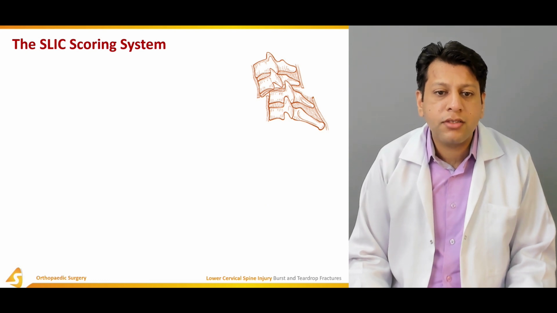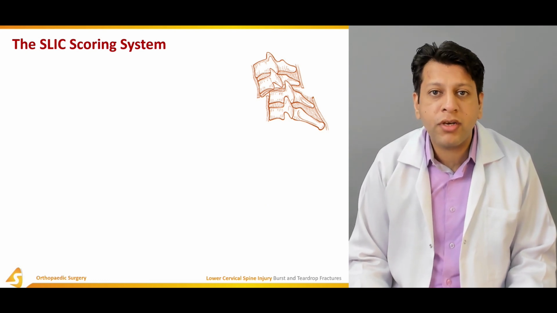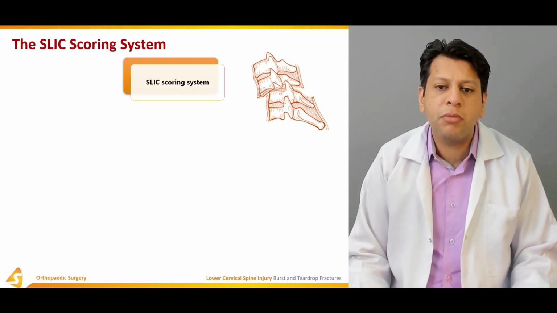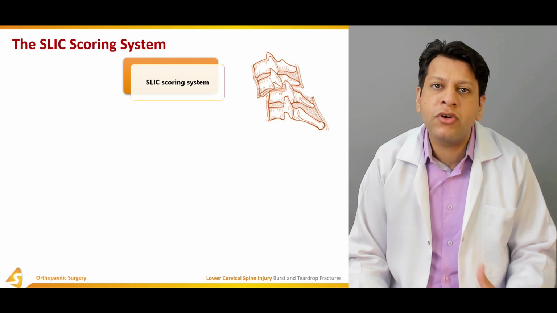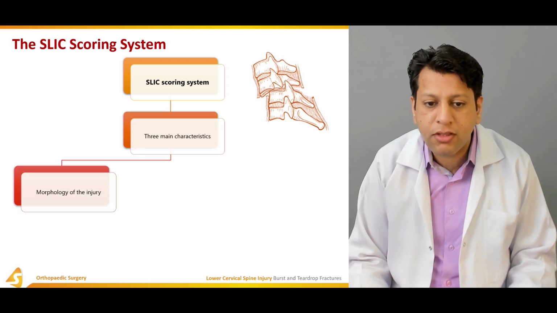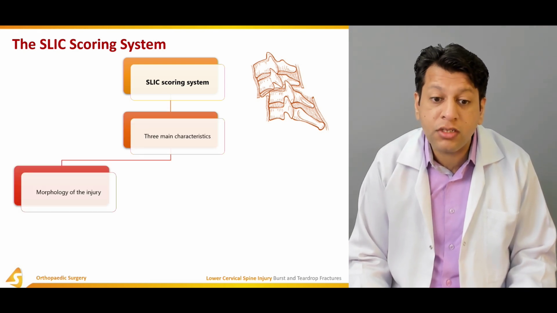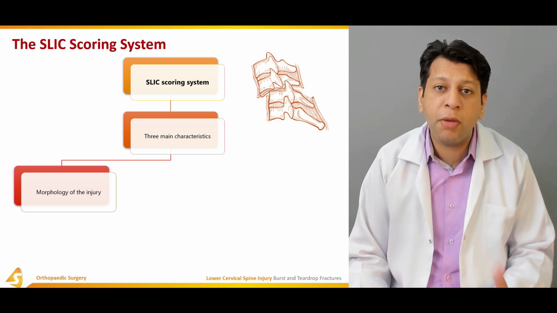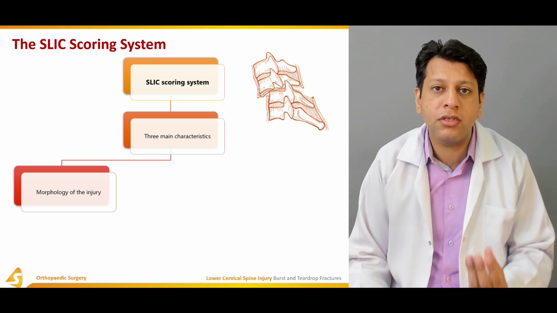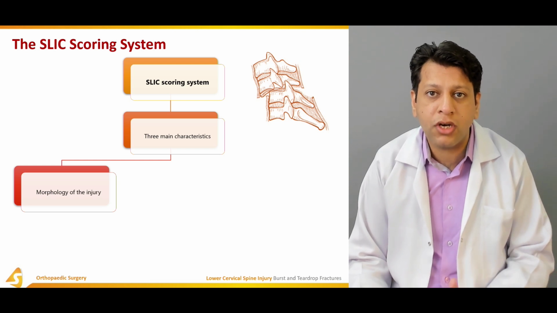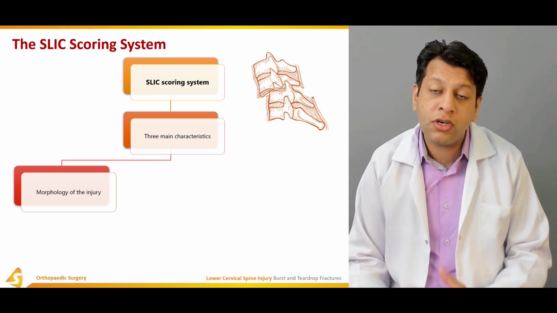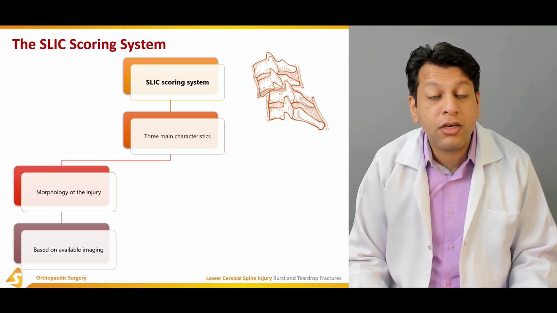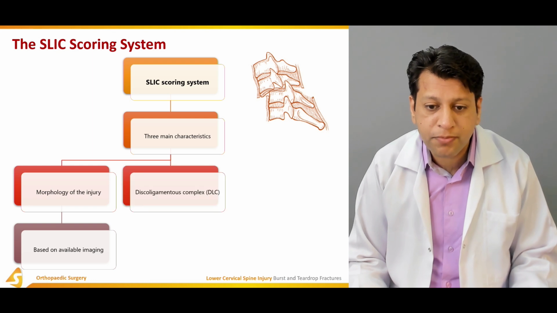This is called the subaxial lower cervical spine injury classification, or SLIC scoring system. It takes into account three main things. One is the morphology of the injury. When I talk about morphology, that means what type of fracture it is. Is it a burst fracture? Is it a compression fracture? Is it a distraction injury? Is it flexion-distraction? Is it extension-distraction? This all comes under the morphological characteristics of the fracture pattern.